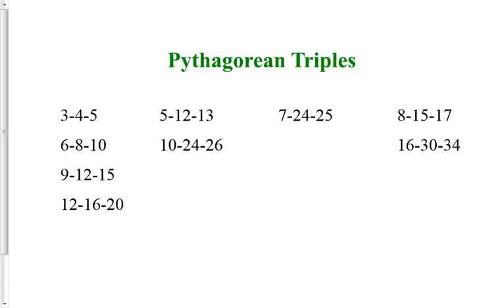Now, every one of these Pythagorean triples, you can multiply it by any constant number, and it will still be a right triangle. Multiply the 3, 4, 5 triangle by 2, you get a 6, 8, 10 triangle. Multiply 3, 4, 5 by 3, well, that'd be a 9, 12, 15. 4 times 3, 4, 5 is 12, 16, 20. It will always be a right triangle.